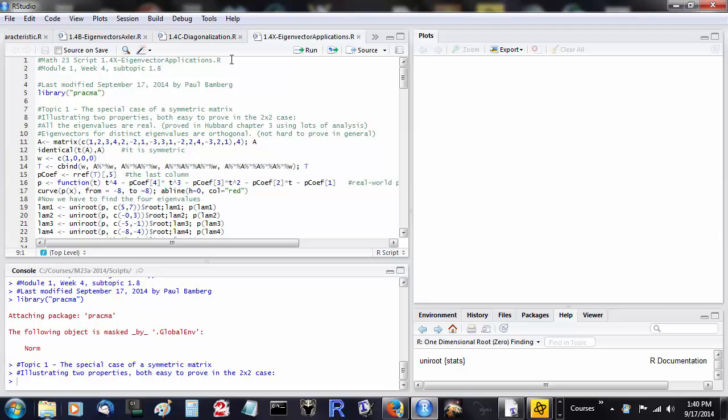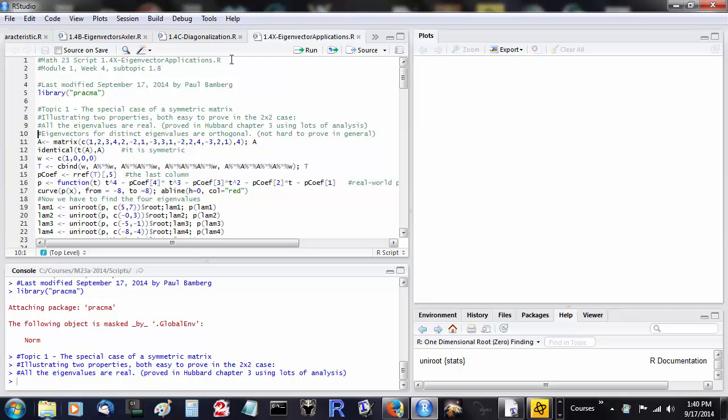This is arguably one of the most important theorems of linear algebra, and it's a pain to prove in general. It's done in Chapter 3 of Hubbard, but the proof uses lots and lots of multivariable real analysis, which we have not got to yet. Second property, if you have eigenvectors that correspond to distinct eigenvalues, they're guaranteed to be orthogonal. And that we won't have a hard time proving in general.